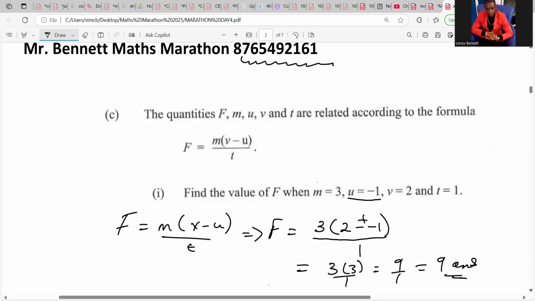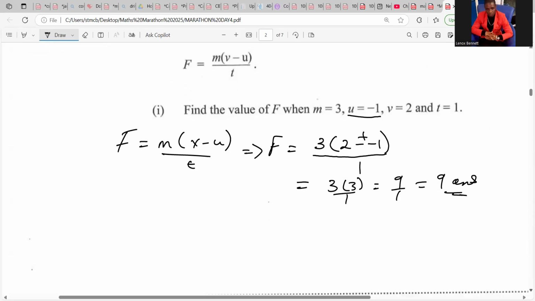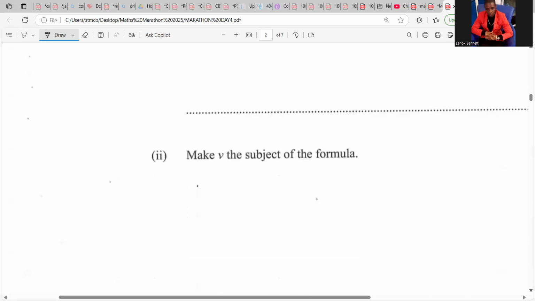All right, we'll do some more. Make V the subject of the formula. So I'm going to rewrite the formula. And of course, I want you guys to try this.